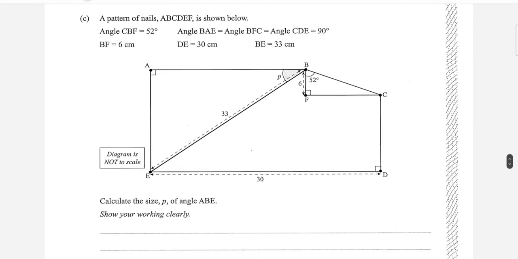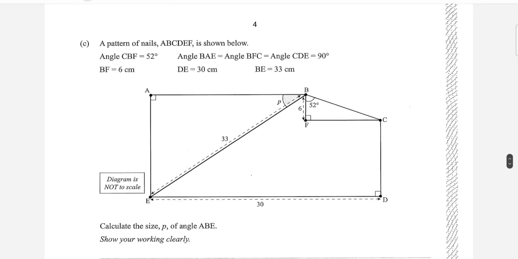So the next question is different from what we had there. A pattern of nails A, B, C, D, E, F is shown. Angle CBF is 52 degrees. Angle BAE is equal to BFC is equal to CDE. BAE is 90 degrees, BFC is 90 degrees, and CDE is 90 degrees. So these angles are 90 degrees.